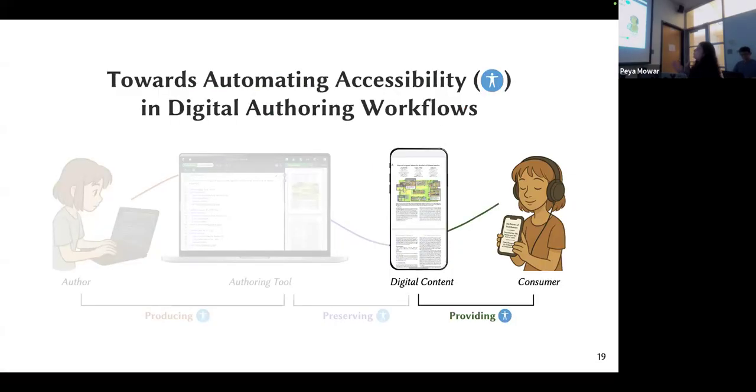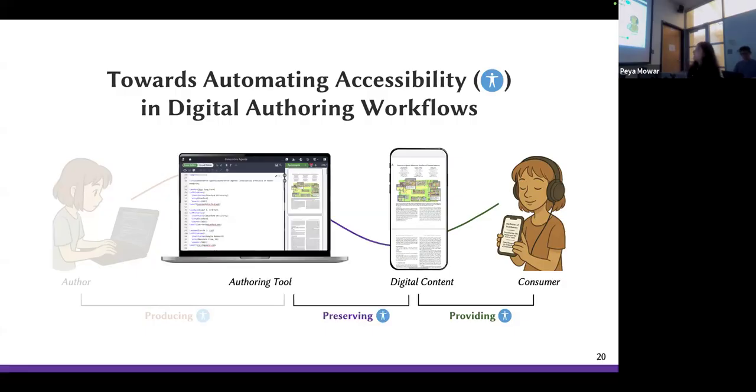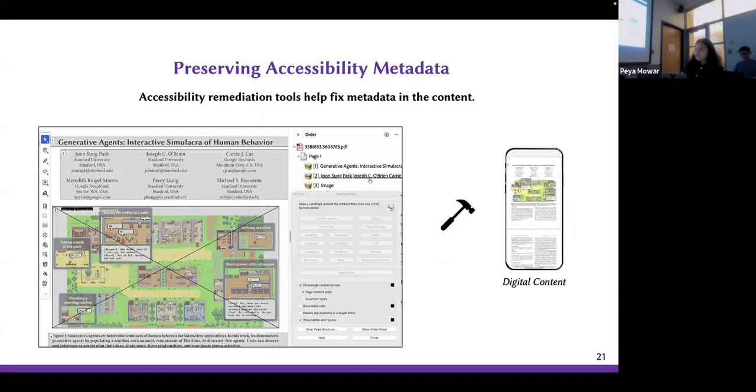So now that we understand what metadata we're talking about and how we can provide it to the user, we'll now talk a little bit about how we can preserve that metadata in the digital content. So there's this entire range of accessibility remediation tools which have come up, which help content creators actually preserve this metadata in their content. So here is an example of Adobe Acrobat.